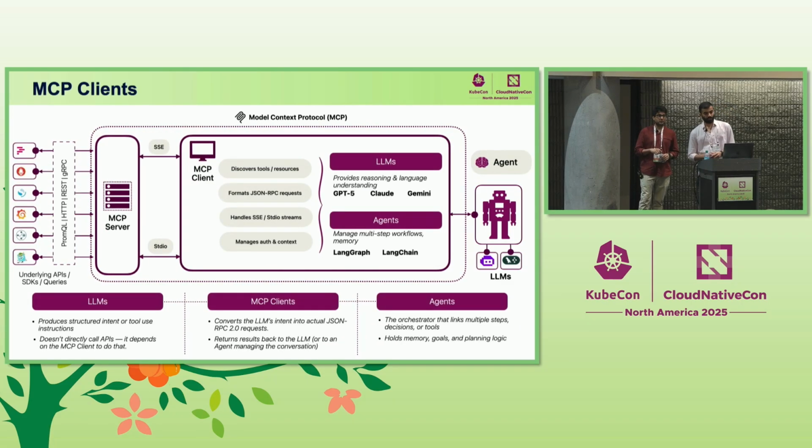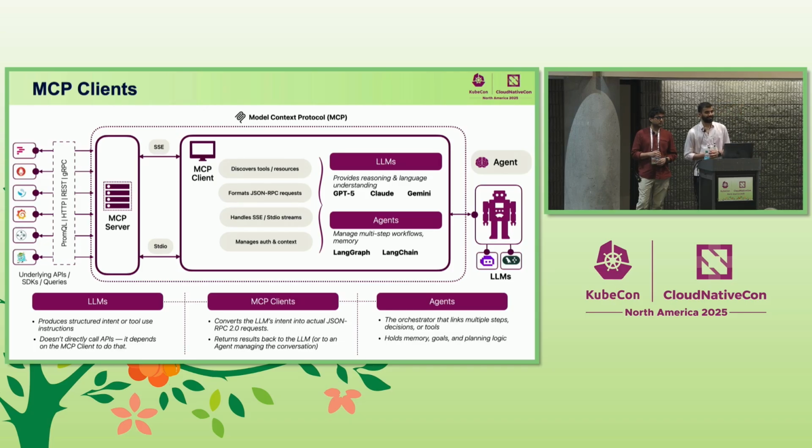Now the MCP client is where reasoning turns into action. The server defines what's possible, the client decides how to use it. It translates the LLM's intent into structured JSON RPC requests, handles streaming and authentication, and ensures execution is schema safe. You can think of it as the interpreter between languages and systems. It ensures precision, while the LLM focuses on reasoning. Open source clients already exist today, like MCP Python, TypeScript SDKs, and many more, making it easy to build your own integrations and agents.